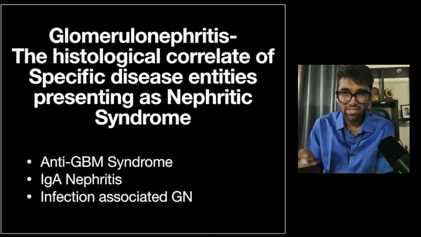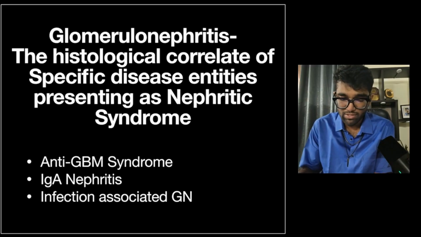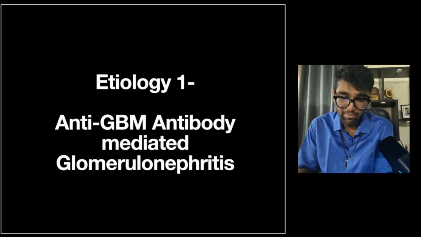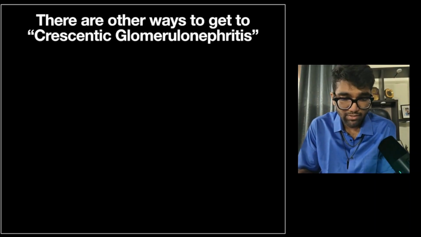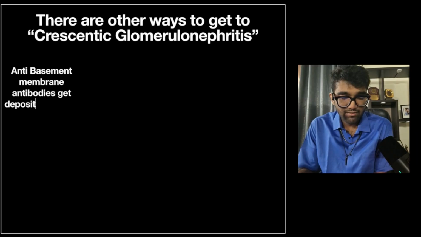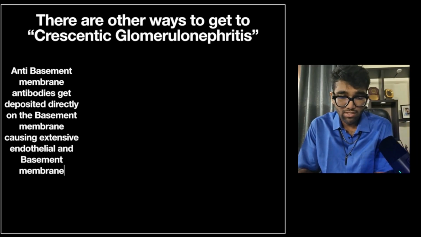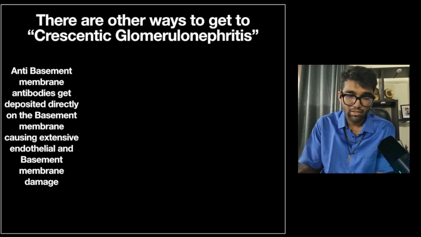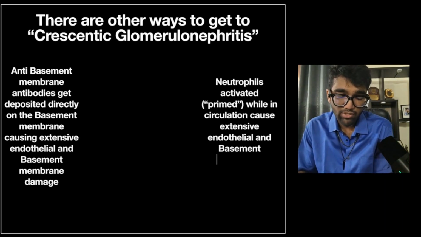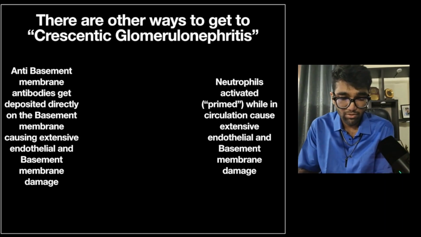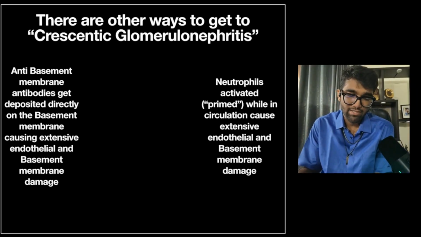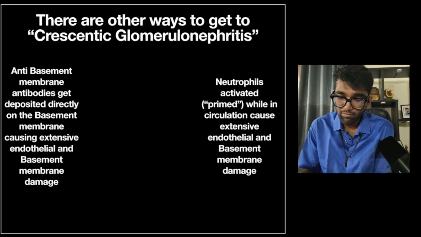So they have the same histological appearance, so there's no need to discuss them separately. The first thing that we'll discuss is anti-GBM antibody mediated glomerulonephritis. There are two ways in which your classic crescent formation occurs. One is, as we just discussed, anti-basement membrane antibodies get deposited against the basement membrane in Goodpasture syndrome, causing extensive endothelial damage, and as a result, there is leakage into the Bowman space.